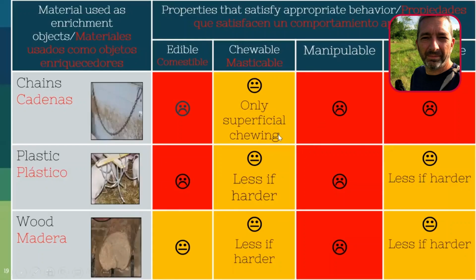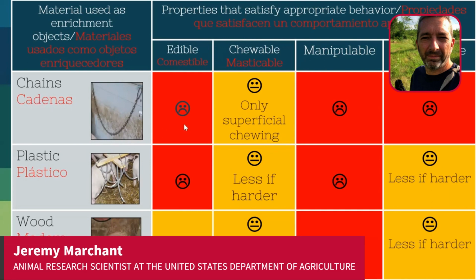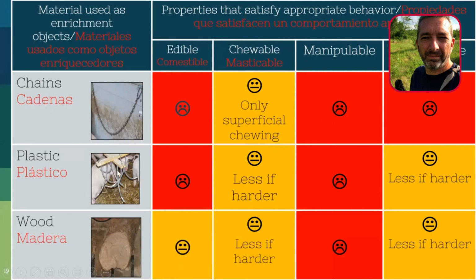And so on that, we begin to see that they've looked at all these various enrichments and then tried to assess whether they meet those criteria of being edible, chewable, manipulable, and destructible in this case. So do they deform? And we see, you know, some of the most common things that are used are really not great. So chains really don't meet much. Plastic doesn't really do very well. Wood can begin to be okay. You know, if it's fairly soft, then they can certainly chew on it and begin to deform it.